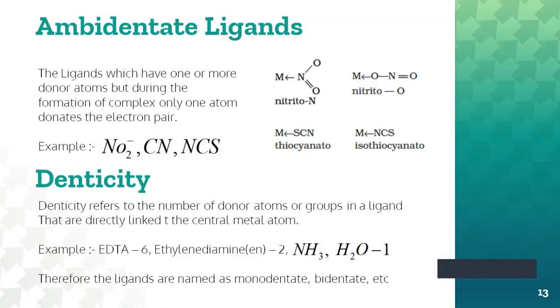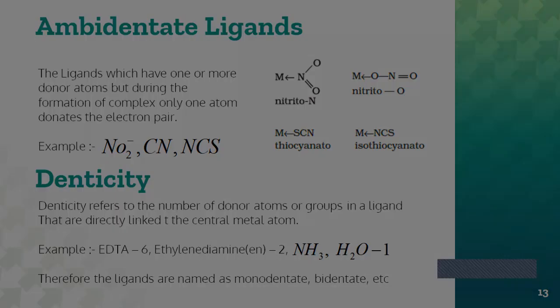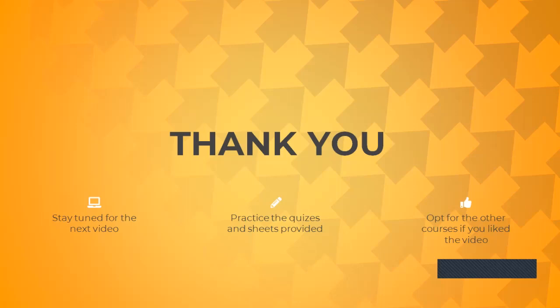Similarly, ethylenediamine will have 2 donor atoms, therefore its denticity is 2. And for ammonia and water molecule, the denticity will be 1. So I hope I have made you very clear about the theory of ligands.